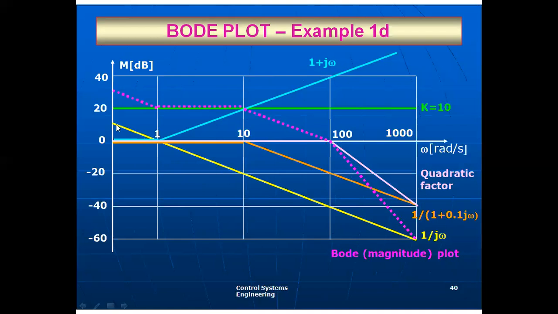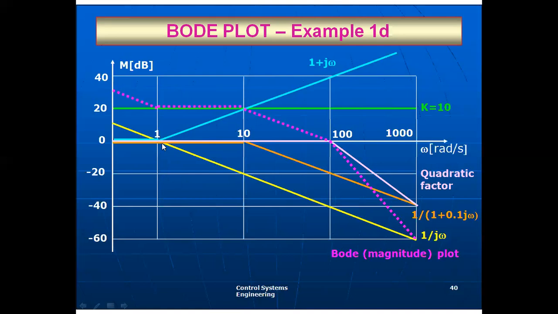Why this delay? Initially this 1 by j omega starts at 0. Then this 1 plus j omega, because the first corner frequency is 1. Before that, you can take any corner frequency; it may be taken as 0 or 0.1 here. Then the next corner frequency: the coefficient of S here is 0.1 and the reciprocal is 10. So you have taken this corner frequency. Okay. And then for the quadratic factor, the corner frequency is 1 by 0.1 square, which gives you 100. Okay. So this will start here.